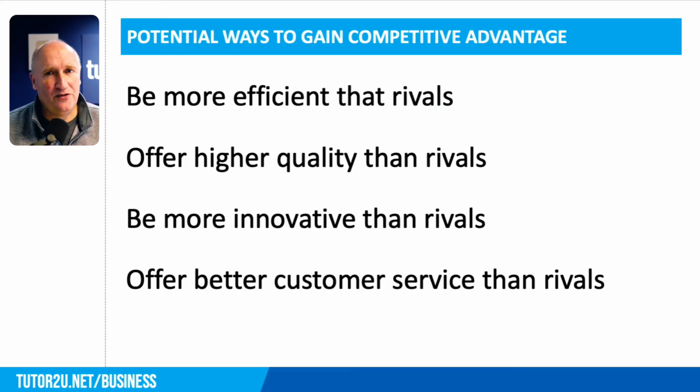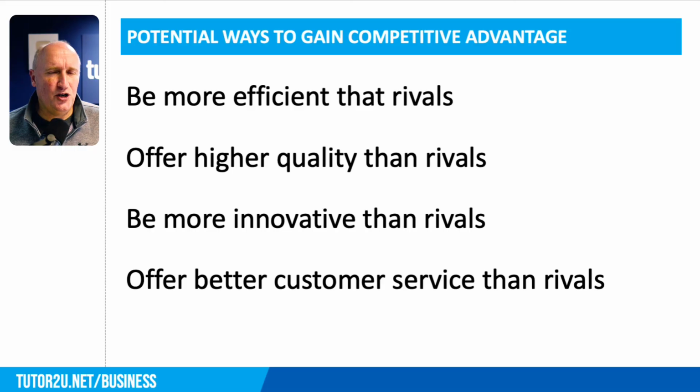Now, some of the ways that businesses can do this, and this feeds into how competition takes place in a market, are listed on the screen there. So one way, potentially, is to try to become more efficient than your rivals. For example, you're in a manufacturing market and you invest heavily in automation. That might give you greater efficiency, lower unit cost than your rivals. That gives you an advantage.